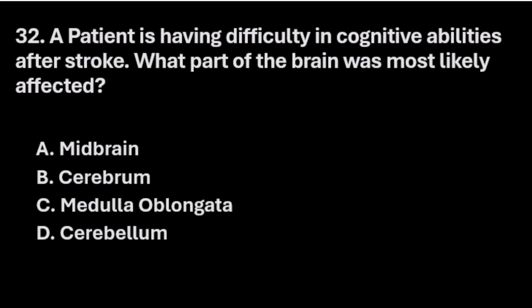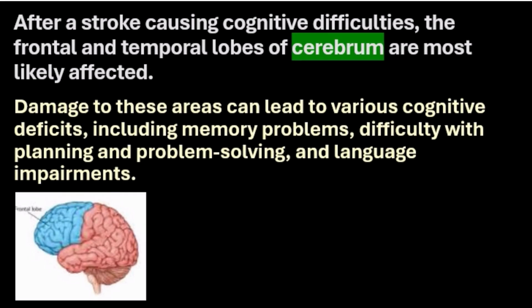A patient is having difficulty with cognitive abilities after stroke. What part of the brain was most likely affected? Option A midbrain, option B cerebrum, option C medulla oblongata, and option D cerebellum. Let us go to the right option. Right option is option B cerebrum.